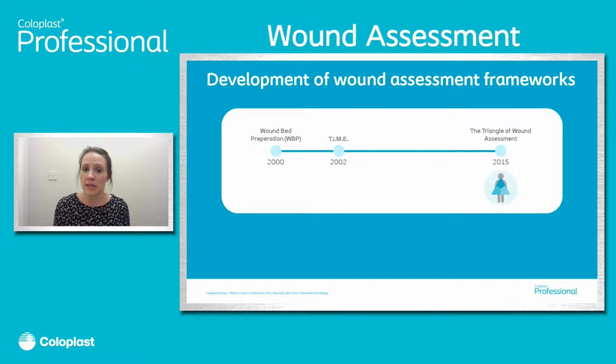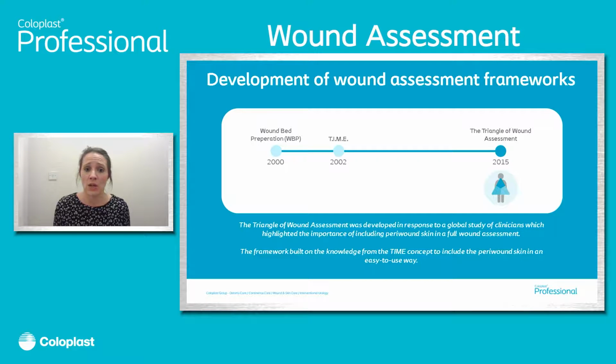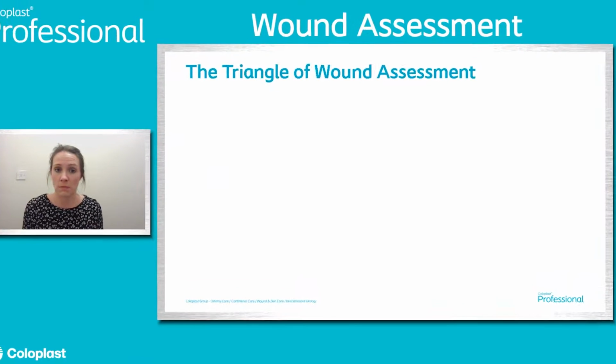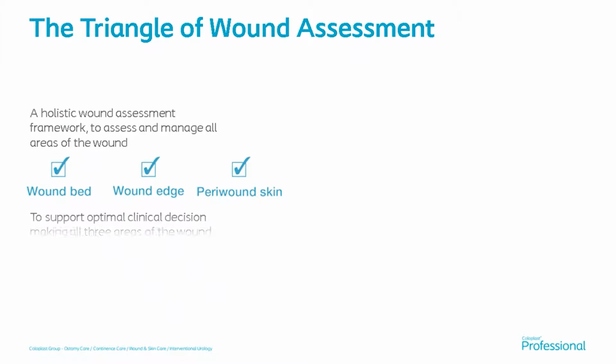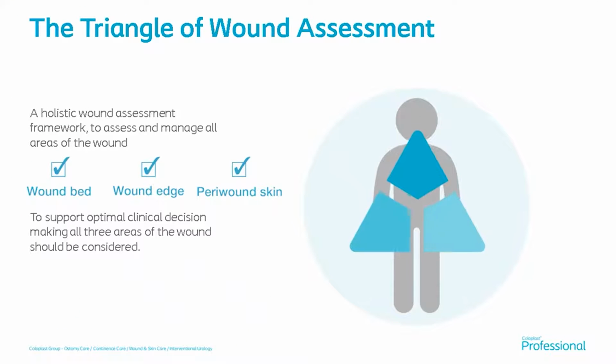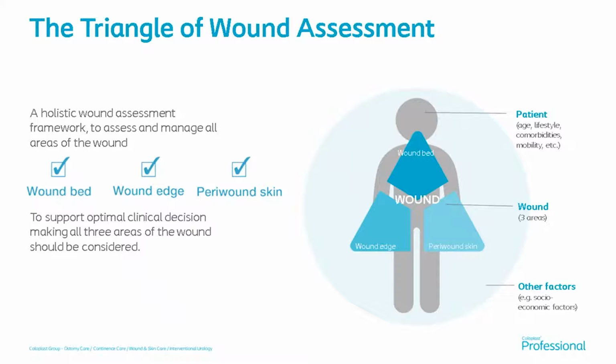We then come on to the more recent Triangle of Wound Assessment from 2015, which looked at not only the wound bed and the wound edge, but also incorporated the periwound skin as part of the full holistic assessment. So adding slightly more detail to the TIME concept that we had previously been using. The Triangle of Wound Assessment looks at the wound bed, the wound edge, and the periwound skin. Those three areas that really have an impact on the overall wound healing.